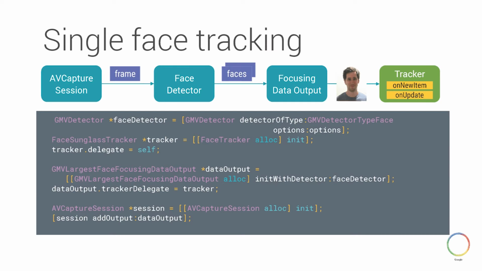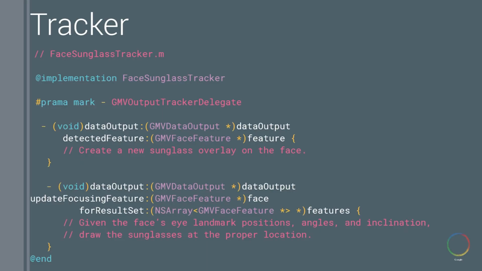So this is what a single face tracking looks like, very similar to the barcode example we just gave earlier. And then this is what the tracker may look like. Very similar to Android, there are two methods you want to override. One is the detected feature, which is called when it sees a new face for the first time. The update focusing feature function is called when the face is moving around and you will receive updates so you can update your graphics.